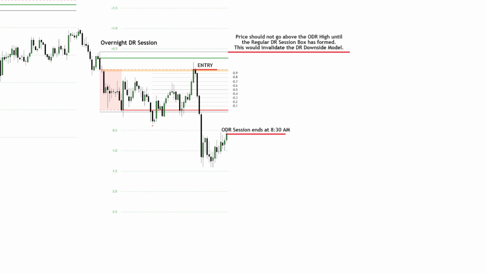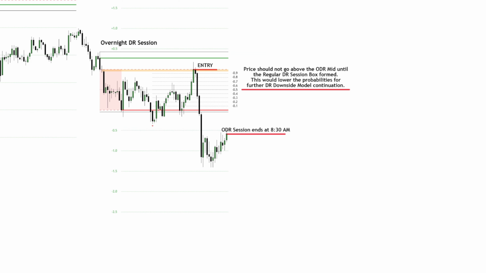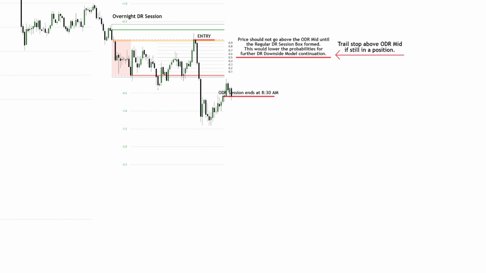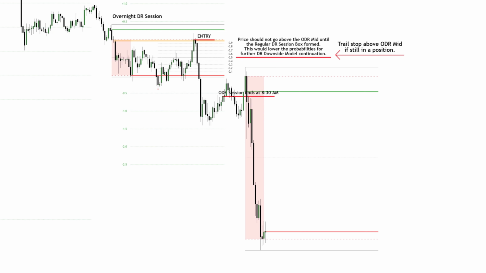A stop above that level wouldn't make much sense, since the entry is lower than that. A smarter approach is to manage your stop relative to the ODR mid. In this example, trailing your stop just above the midline offers more precision. Price shouldn't go above this level. It would reduce the probability for the DR downside model a lot. And if it does, you'll likely be stopped out with a small gain of profits. In this case, price continues lower into the next session, continuing the downside narrative.